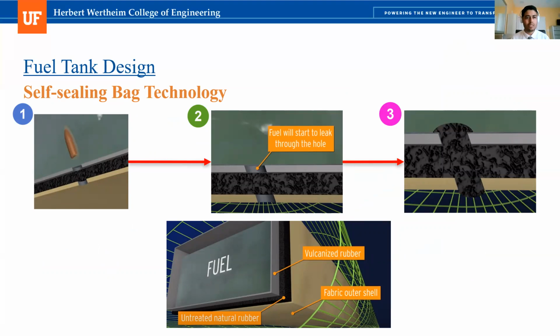So I want to take a moment to talk about self-sealing bags because we have a self-sealing bag within the wingtip tanks, and the fuselage tank itself is a self-sealing bag. As you can see on the bottom of this slide, the self-sealing bag consists of 3 different layers. How it works is that when a bullet penetrates the bag and creates a hole, initially fuel will start to leak through the hole. After that, the untreated natural rubber will combine with and absorb the fuel that starts leaking. This will cause the untreated natural rubber to expand and cover the hole that was created by the bullet. Next slide.